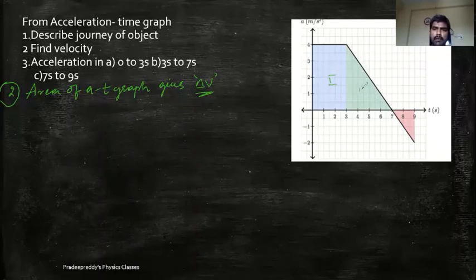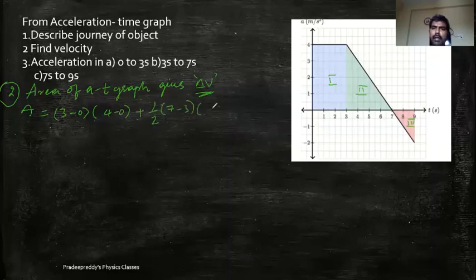Let me take this as region 1, this as region 2 and this as region 3. Region 1 is a rectangle. So you can write area is equal to (3 minus 0) into (4 minus 0), plus. The second one is a triangle: half into base (7 minus 3), height (4 minus 0), plus. The last one is a triangle, region 3: half into base (9 minus 7), height is -2 minus 0.